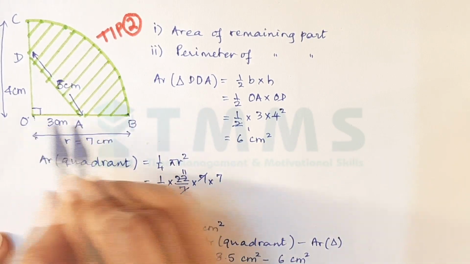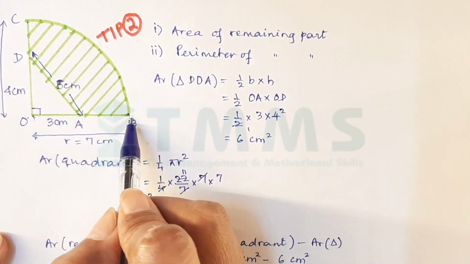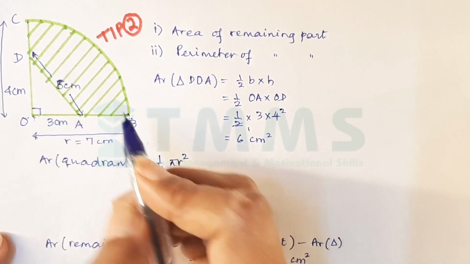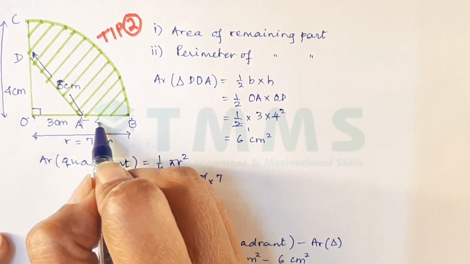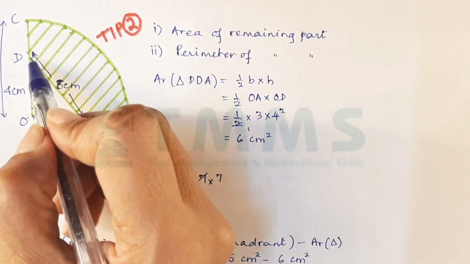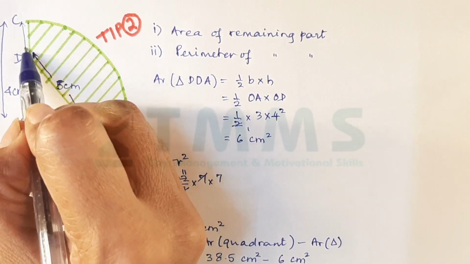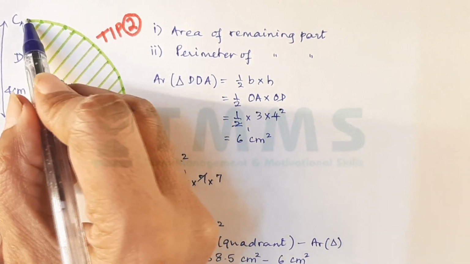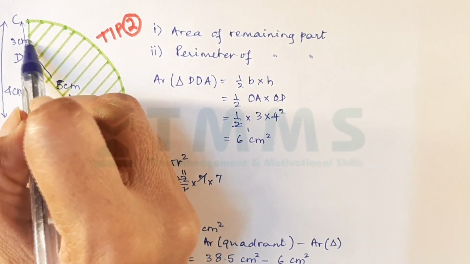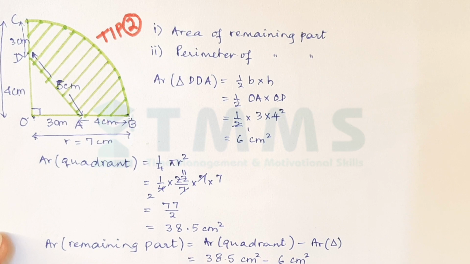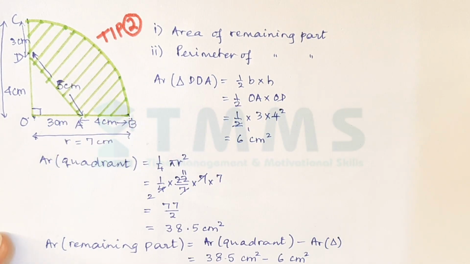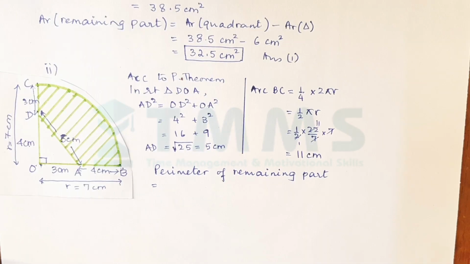Now tell me, how much is AB? Isn't AB OB minus OA? This full thing is 7. 3 centimeters gone. So from here to here we will have 4 centimeters, correct? Then out here DC we can also find the same way. This full thing is 7 minus 4. That gives us, right? You're understanding, right? Now all we have to do is find this arc. So let us see how we write the steps.